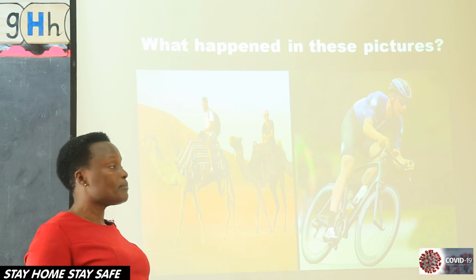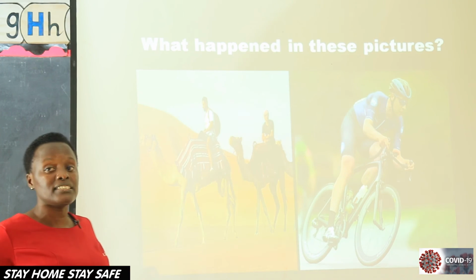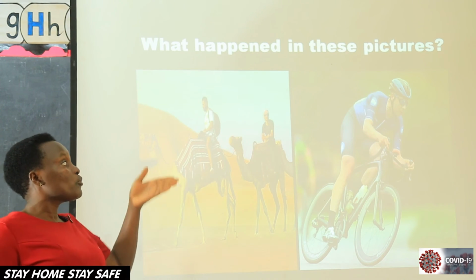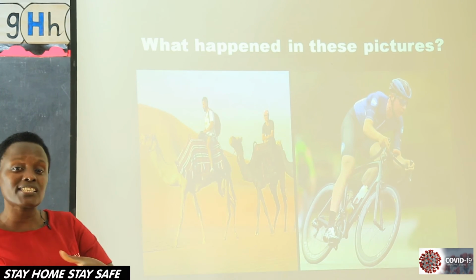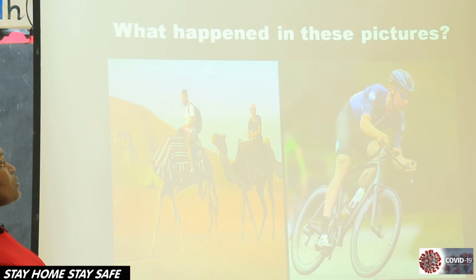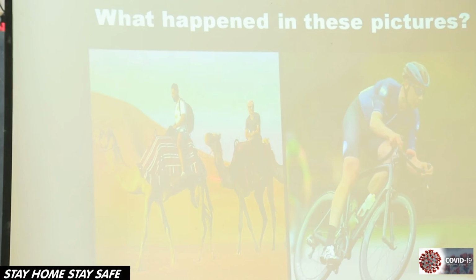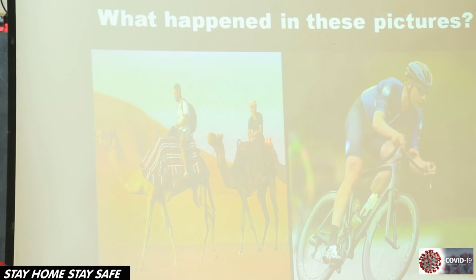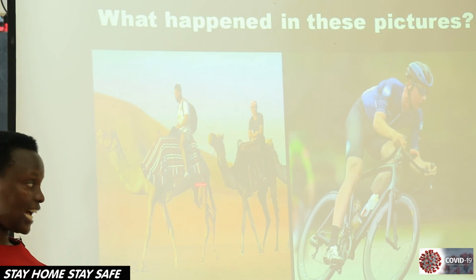So let's look at the pictures. We are going to describe these pictures. These things have already happened. They are not happening now. They happened some time back. So we are going to construct sentences in the past tense using these pictures. So what did they do? We are going to say 2 men rode camels.